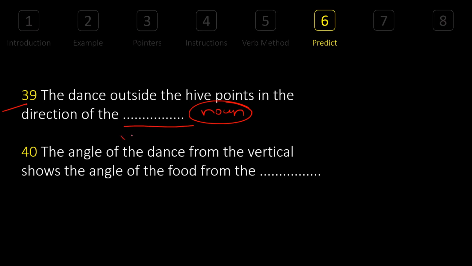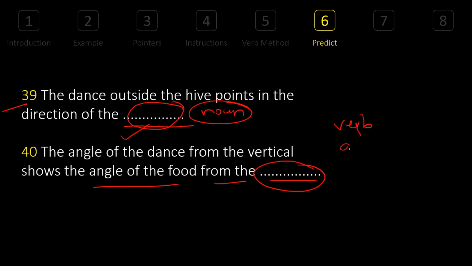That means you get the answer. Now you predicted the answer, it has to be something. Again, second one. The angle of the dance from the vertical shows the angle of the foot from the blank. So you have to search for the angle of the foot from something. Again, it is a noun. Sometimes the answer is definitely a verb. Sometimes the answer is definitely an adjective.